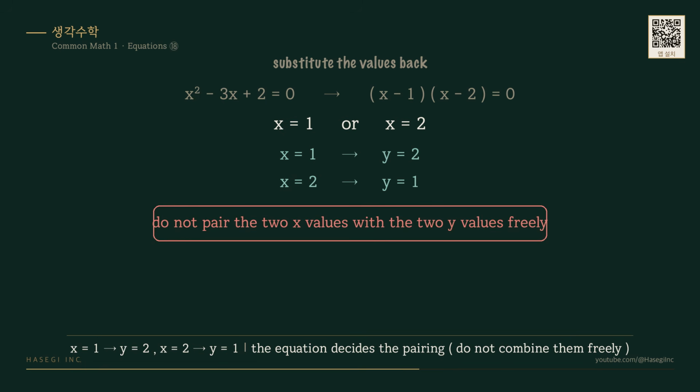And here's the trap to avoid. You may not take the two values of x and the two values of y and pair them up freely into 4 answers. The pairing is decided by the equation you substituted. There are 2 answers, and they are exactly the 2 crossings we saw on the graph.